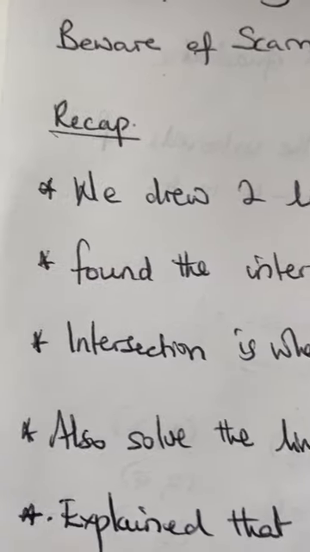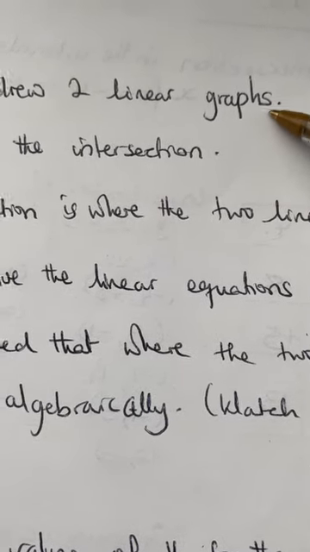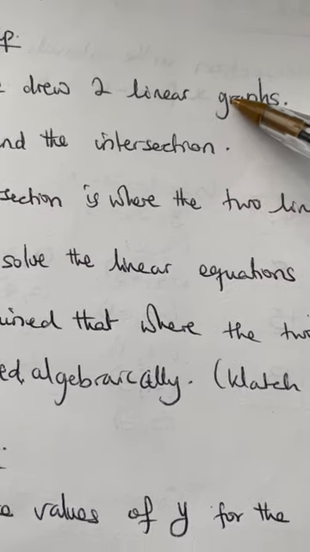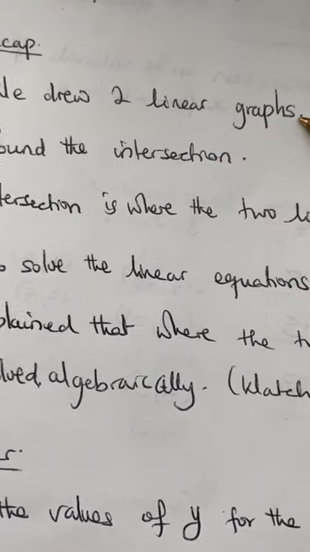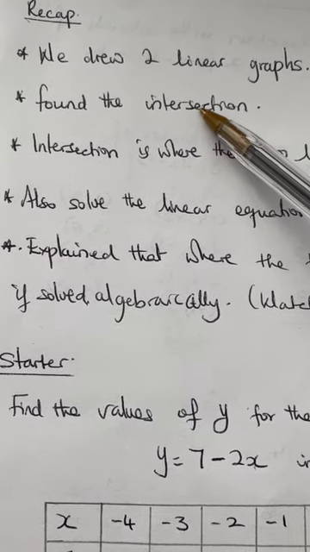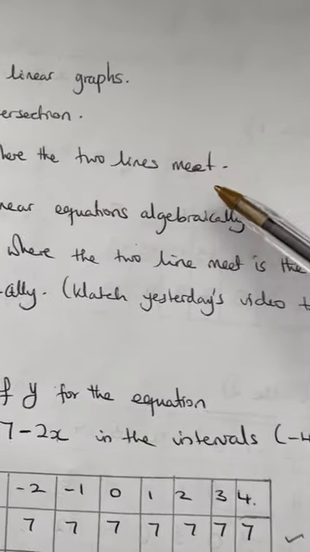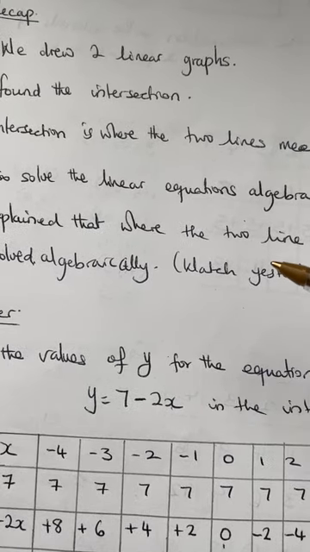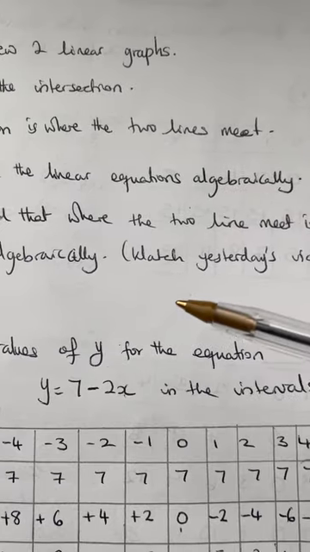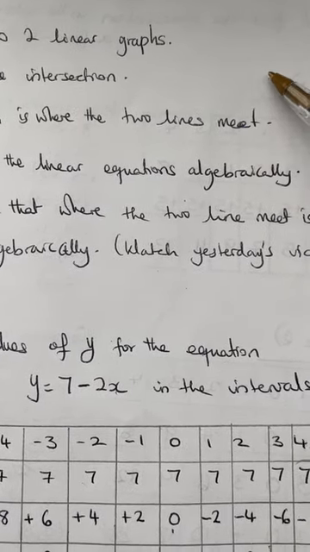Now, recap. Yesterday we drew two linear graphs. We've talked a lot about linear graphs, and we know what they look like. If you haven't watched it, watch the videos we've made on linear graphs. And these two linear graphs had an intersection on the graph, and we found the intersection. The intersection is where the two lines meet. So if one line is going to the north and one line is going to the south, and you extend them, where do they meet on the graph? They gave us a range for the x value, and we realized that there was a point where the two graphs meet.